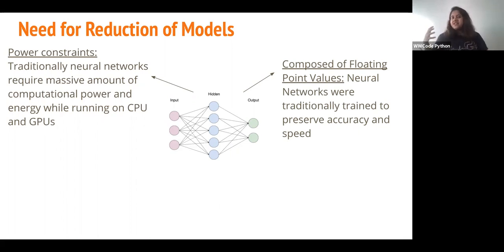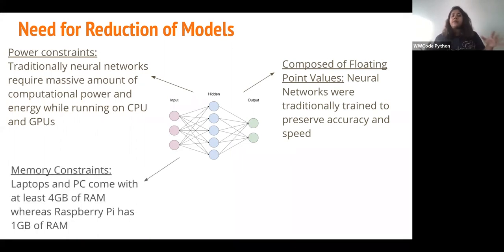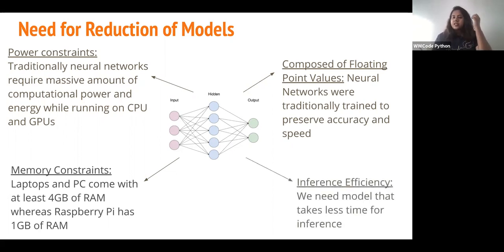And you'll see me saying it again and again, because neural networks were traditionally built to preserve both accuracy and speed. Hence they were built using floating point values, both float 64 and 32-bit. The memory constraints: laptops and PCs come with at least 4 GB of memory, and a Raspberry Pi has 1 GB of memory, which causes us to actually think about inference efficiency. We need to make sure that the model is of very small size, and what do we do to reduce the size?